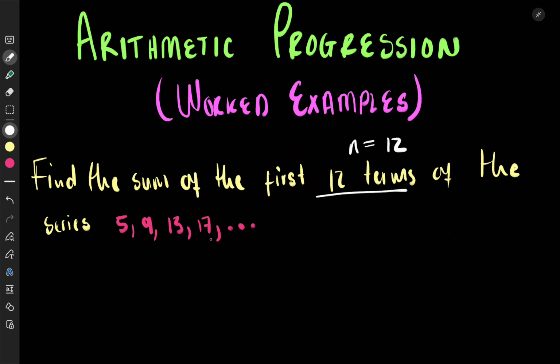Once we see it, we're going to have to test: is it an AP or GP? First, we always test AP. We say 9 minus 5 will get 4, 13 minus 9 will get 4, 17 minus 13 will get 4. So this is definitely an AP.